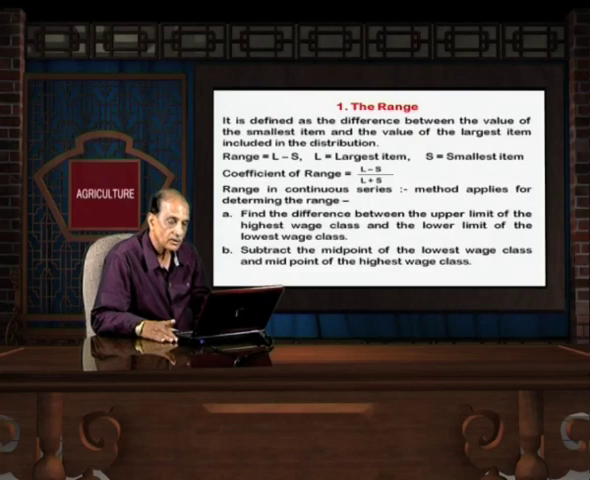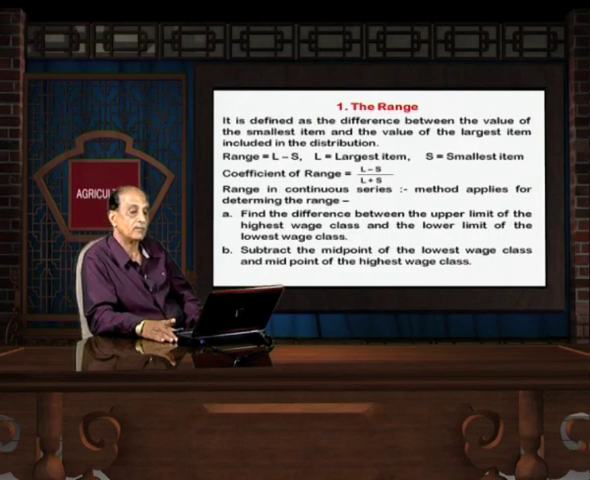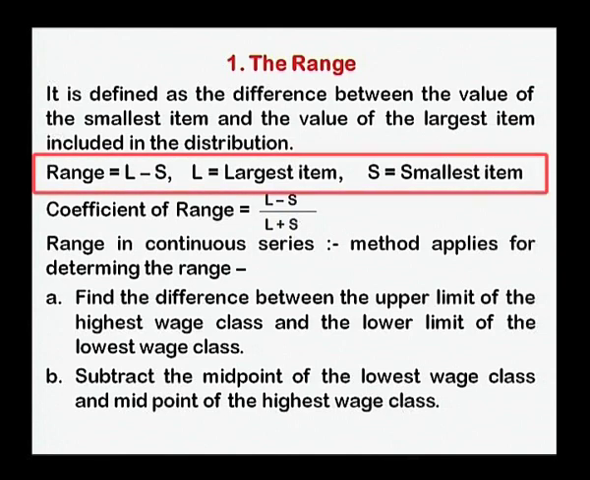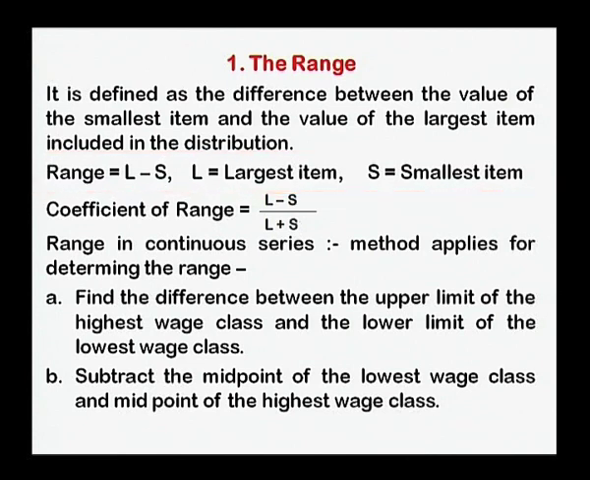Now, first of all I would like to discuss the method of range, which is applied for measurement of dispersion. It is defined as the difference between the value of the smallest item and the value of the largest item included in the distribution. First of all we have to find out the smallest value of the item, and at the same time the largest value of the item. Both will be compared, and we have to find the difference. So, range is equal to L minus S. L refers to the largest value of the item and S is the smallest value of the item. So, the difference of the largest value and the smallest value is considered the range.